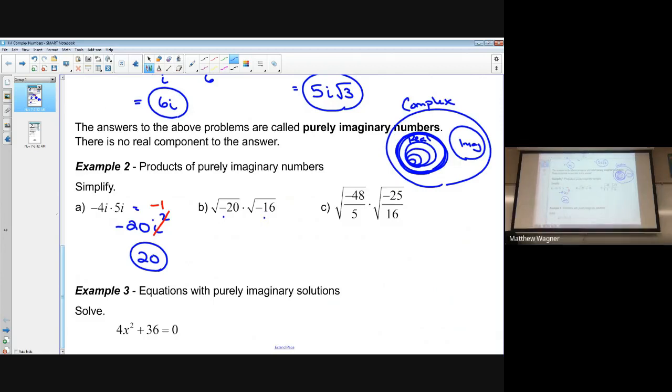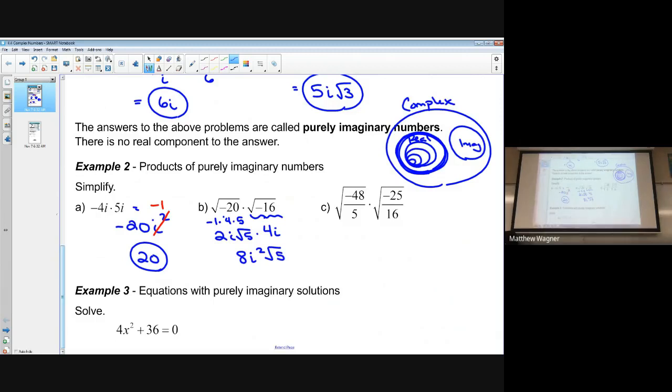Again, we want to break these down. Negative 16, that's already a perfect square. So hopefully you can see the square root of negative 16 is 4i. Negative 20 is negative 1, 4, and 5. So this one is 2i square root of 5. And then when I multiply those together, I get 8i squared, square root of 5.